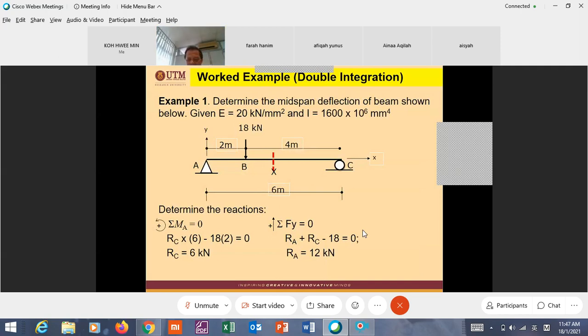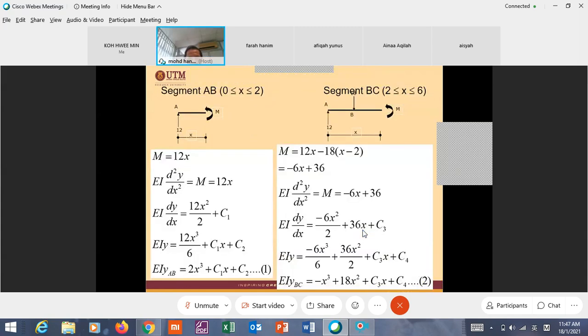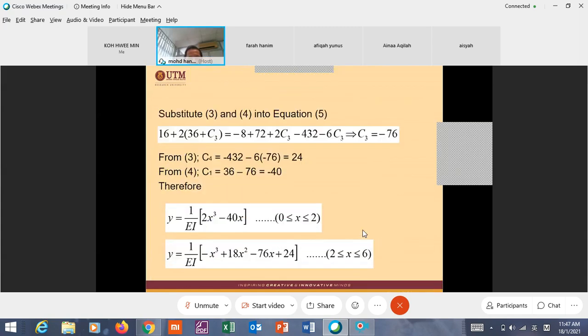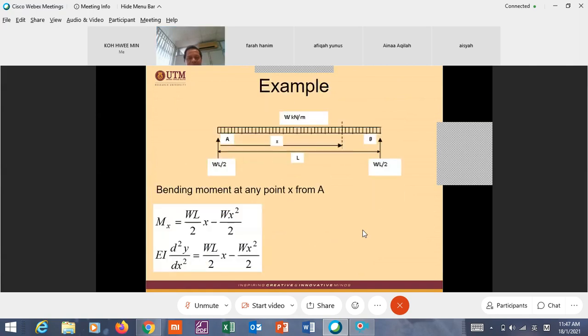For this second example, I go to this additional one. It's not shown in your lecture note. This is a simply supported beam with uniformly distributed load.